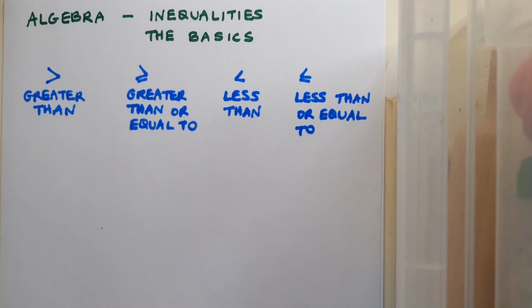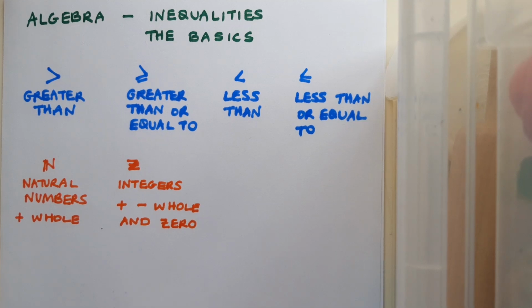Next, a reminder of the different number systems that we're going to see mentioned when dealing with inequalities. There are natural numbers, which are positive whole numbers. There are integers, which are positive and negative whole numbers and zero. And there are real numbers. And real numbers are all positive and negative numbers and zero on the number line, including fractions and decimals. So all those parts in between the whole numbers are counted also.